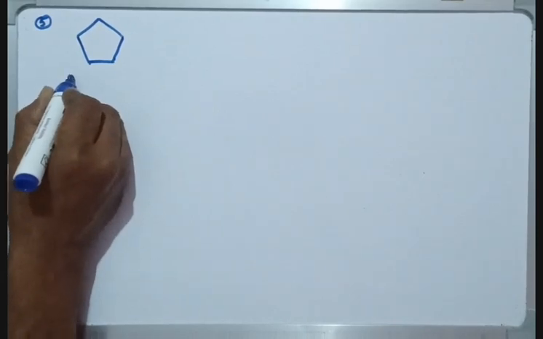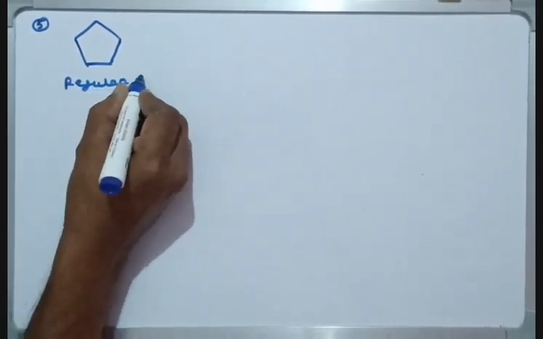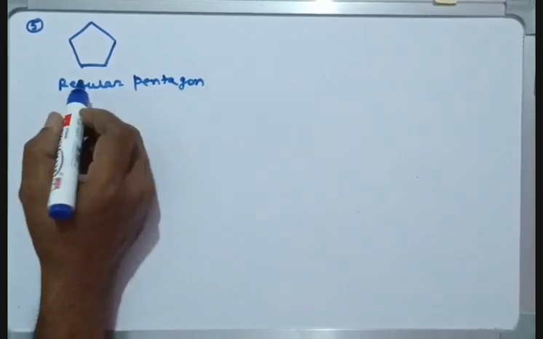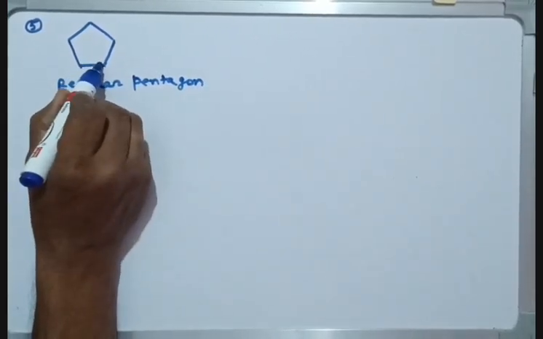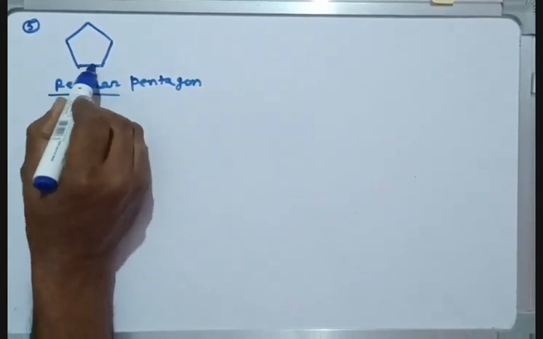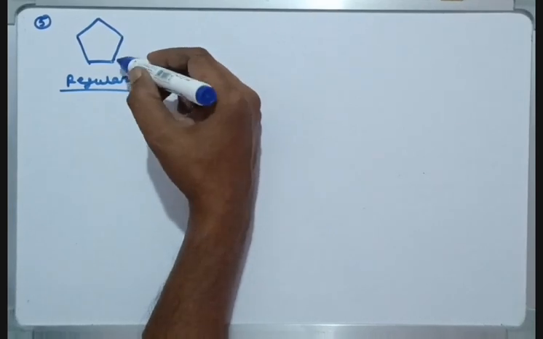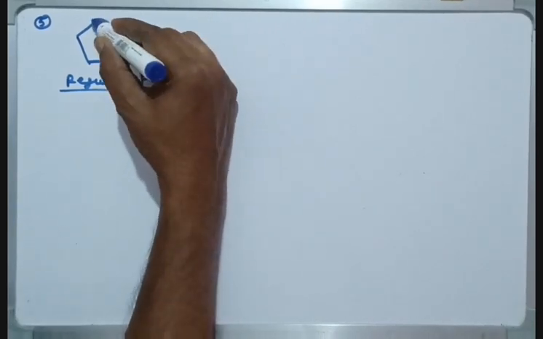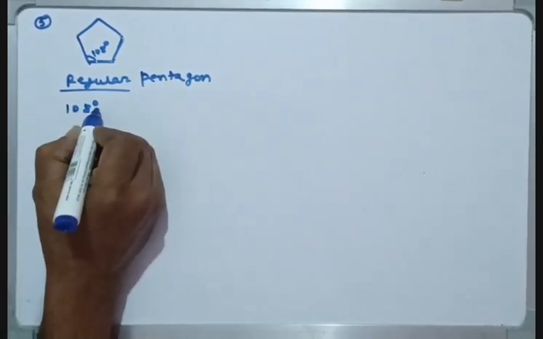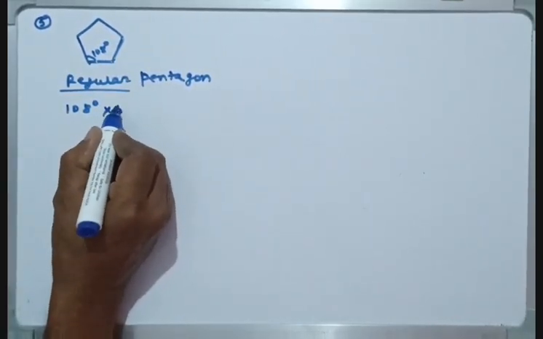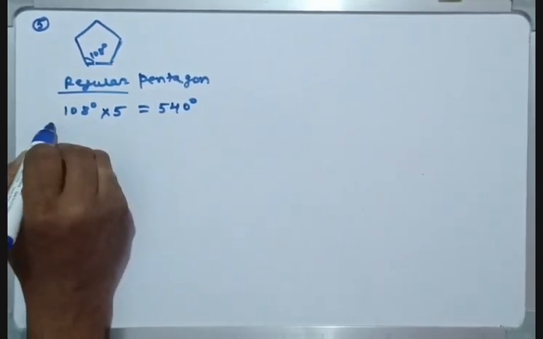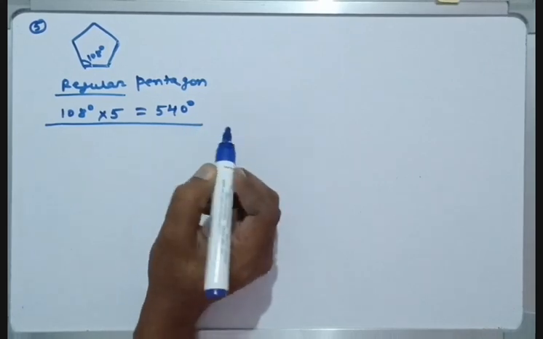pentagon. Okay, regular pentagon. A pentagon has 5 sides. Okay, what does regular mean? All sides of this pentagon must be equal. In a pentagon, if we add all the angles, there are 5 angles, so this is 540 degrees. Okay, this is for your competitive examination.